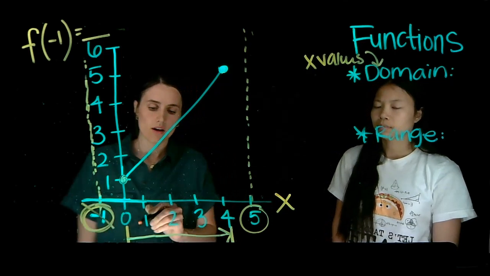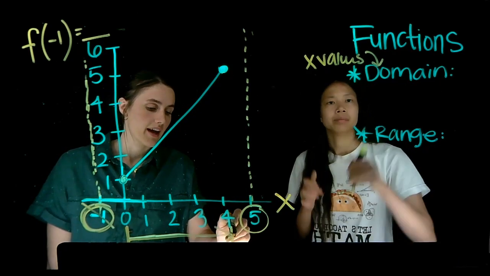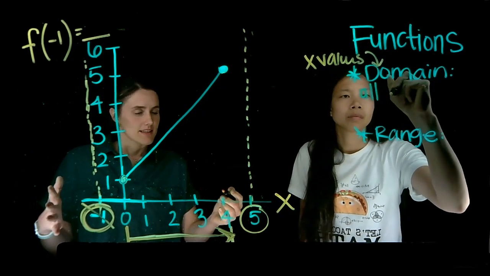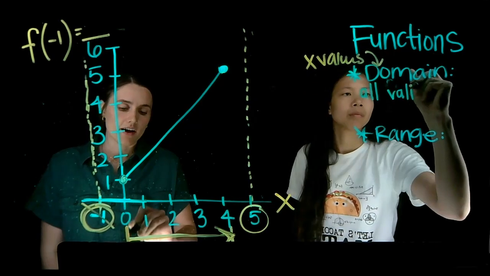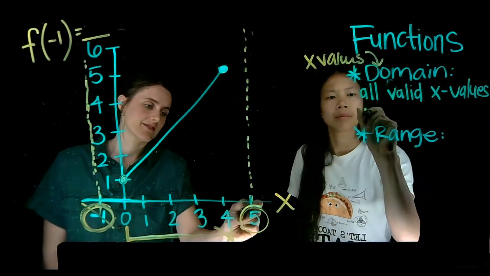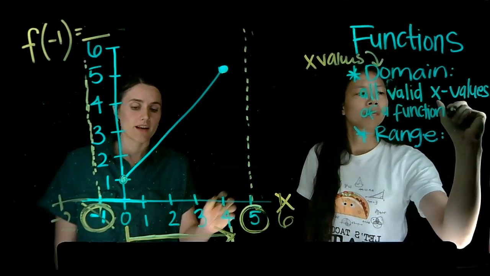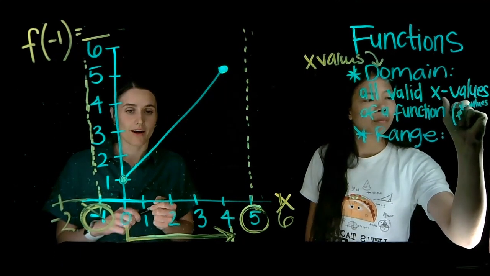So it doesn't really make sense for us to talk about f of -1 because that's not a part of our function. Or if we said f of 5, that's also not a part of our function. So the domain of a function are the x values that are valid, or the x values that are a part of the function, the x values that make sense in a graph or in a function, however you want to think about it. So -1 is not a part of our function, and 5 is not, or 6, or -2.